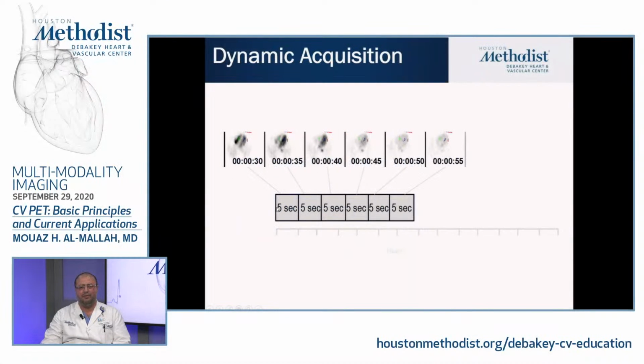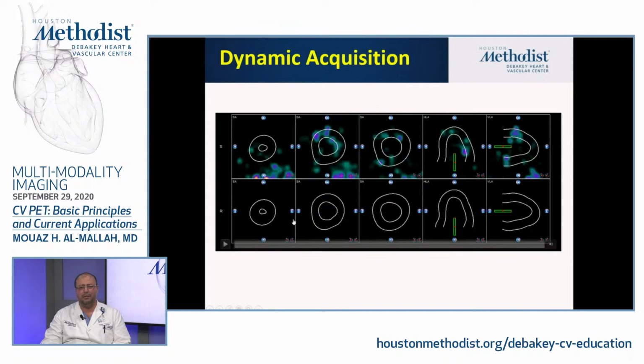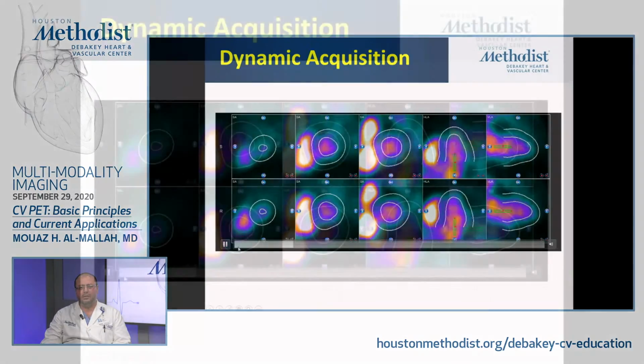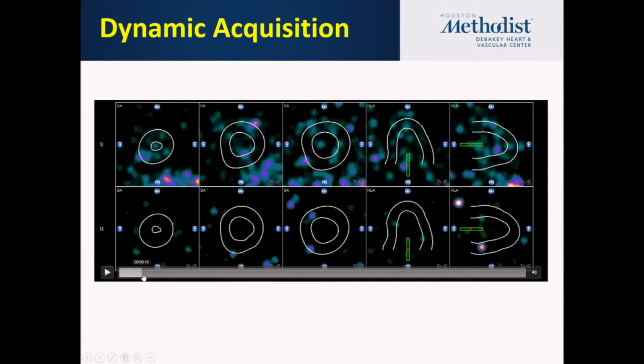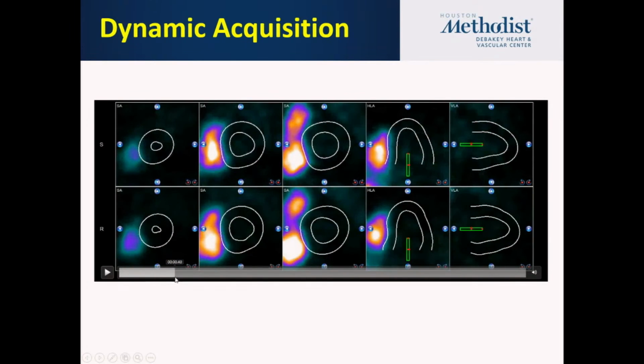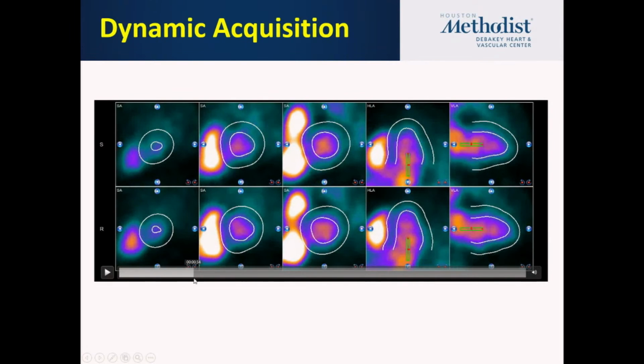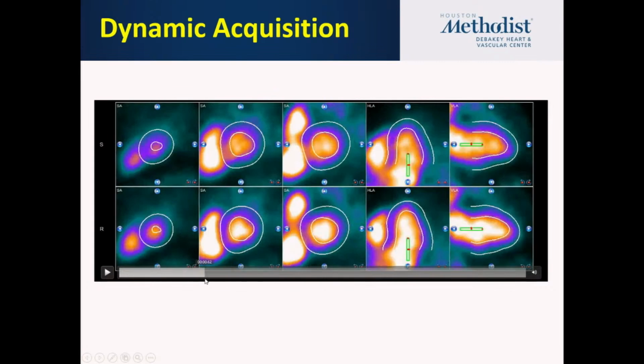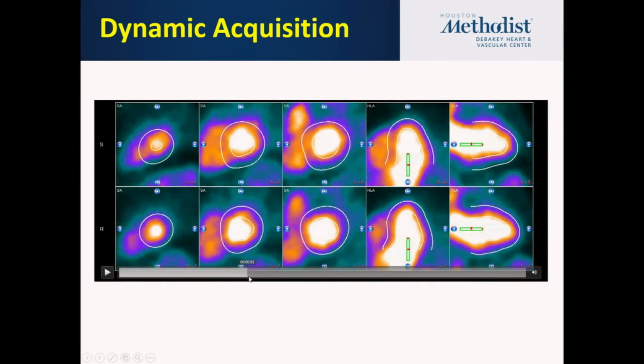So we acquire the first 5 seconds, we put it in one bin. The second 5 seconds goes into another bin. So the movie that you'll see, the frame is primarily by time. So it will tell me where is rubidium now. So rubidium now is showing here. Rubidium now is showing in the right ventricle, then the left ventricle, because I'm just putting it by time.